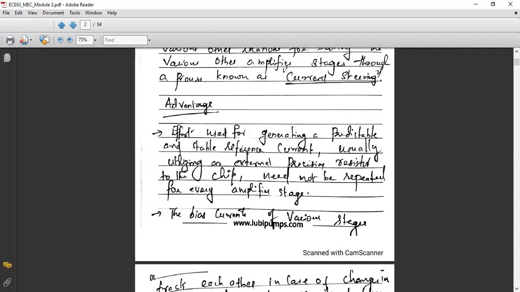Just by using one resistance, we can assign the same current to one amplifier, the second amplifier, the third amplifier, and whatever amplifier stages there are inside an IC. So that is the advantage of using current mirroring. It will reduce the circuit complications.